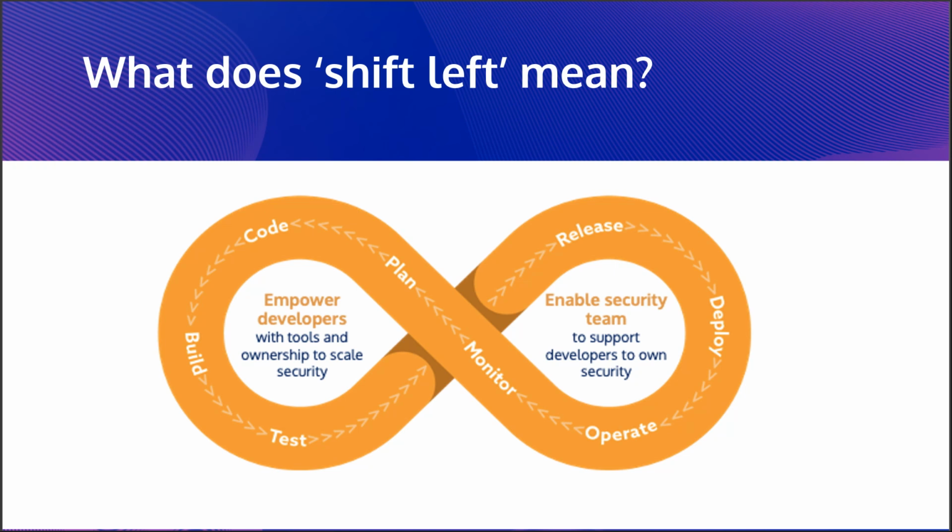The security team needs to provide guardrails, needs to provide policies, needs to support developers and be close to developers to own that security. And this is the way that DevSecOps can succeed, and also the way that security can scale through engineering organizations.